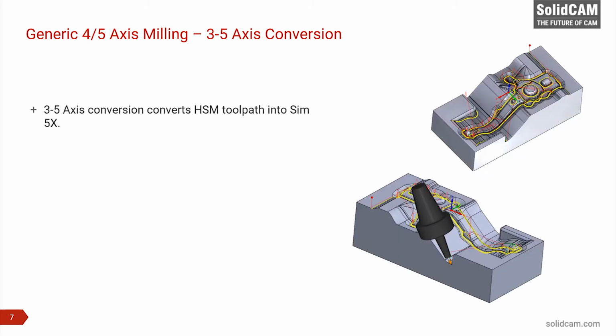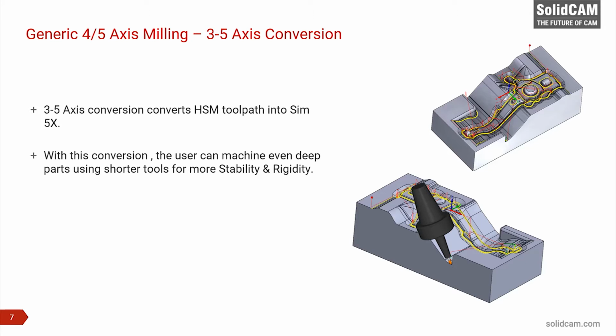Next is the 3 to 5 axis conversion, where we take the tool paths generated in 3 axis both in HSM as well as turbo HSM and convert these tool paths into 5 axis. So it converts basically the HSM and the turbo HSM tool paths to Sim 5X. The user can actually machine deep paths using shorter tools for more stability and rigidity.